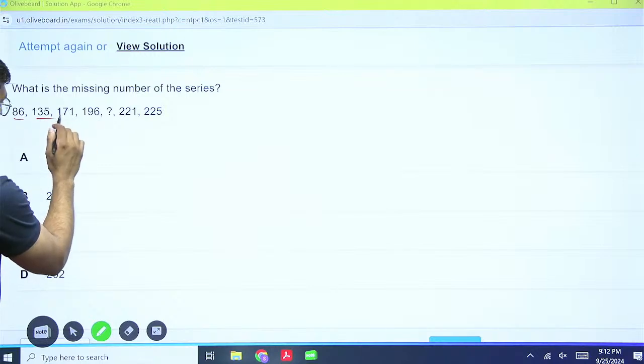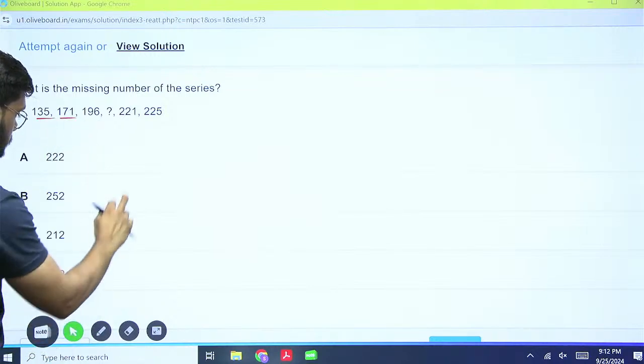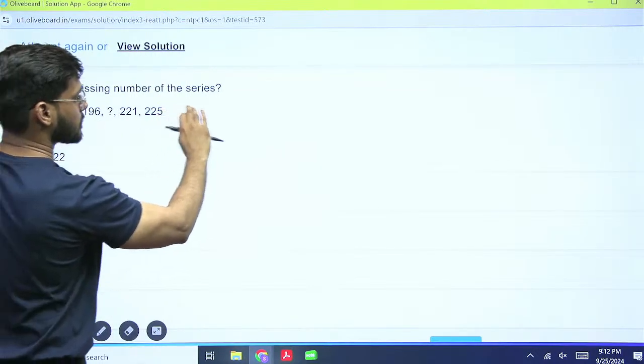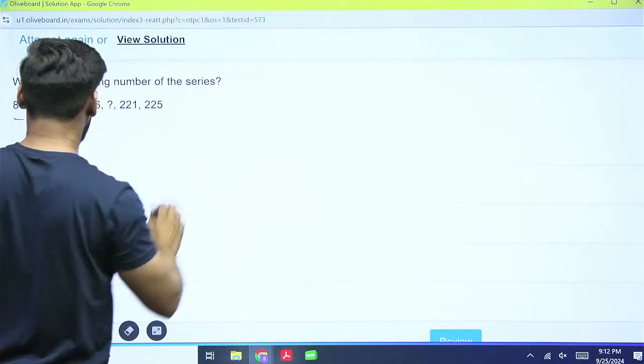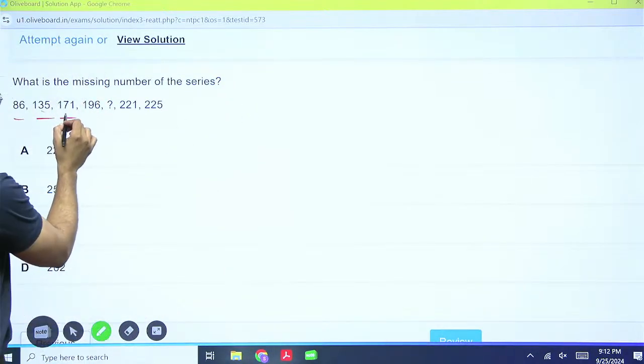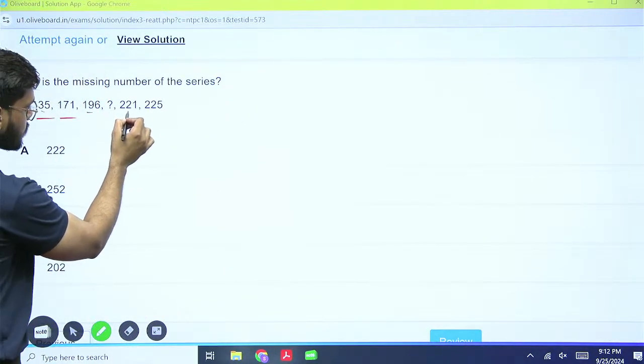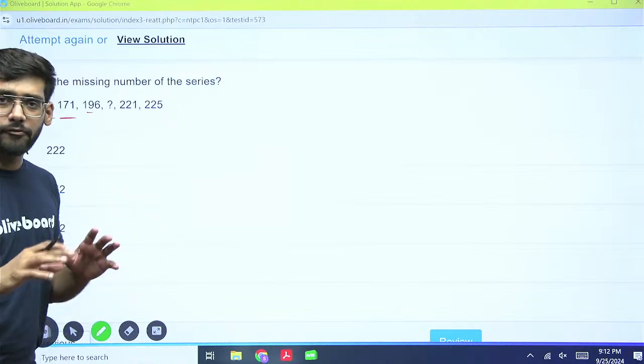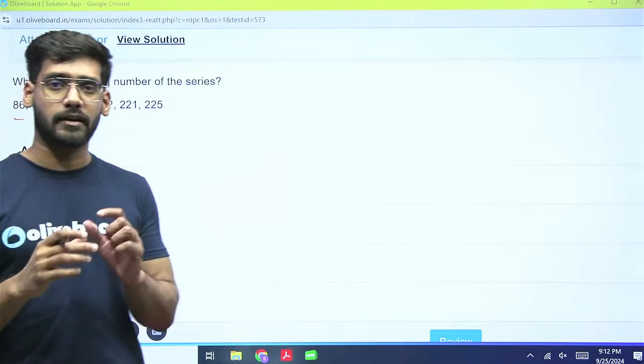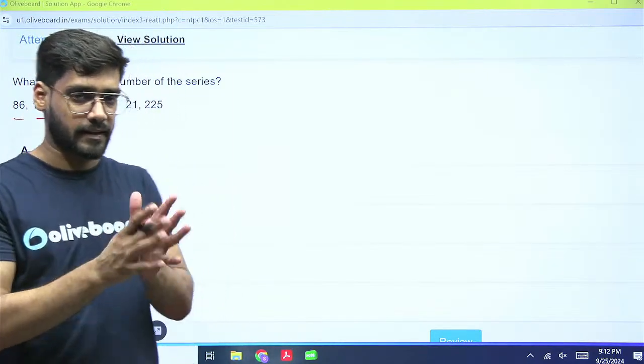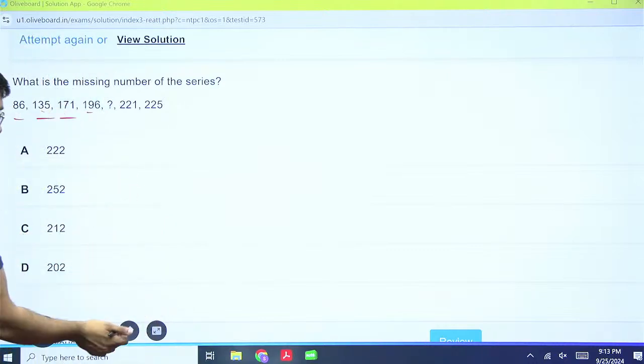86, 135, 171, 196, question mark, 221, 225. Let's see the first approach. The first approach should be the difference, to find out the difference between these numbers. You know? So let's find out the difference between these numbers.